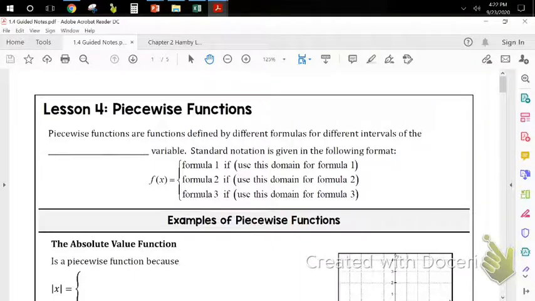All right, lesson 1.4 is about piecewise functions. And it says piecewise functions are functions defined by different formulas for different intervals of the independent variable.